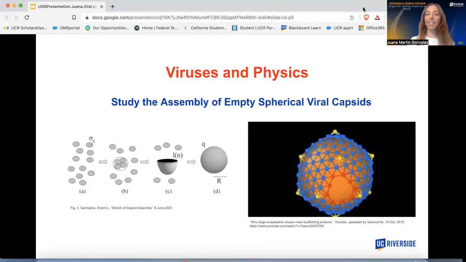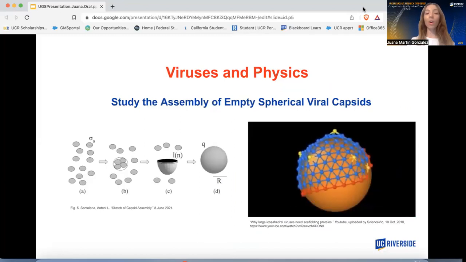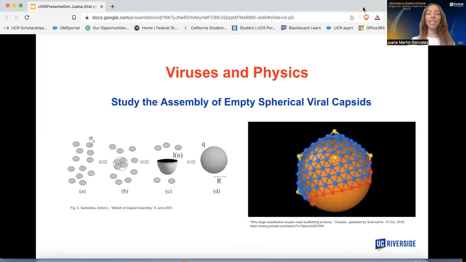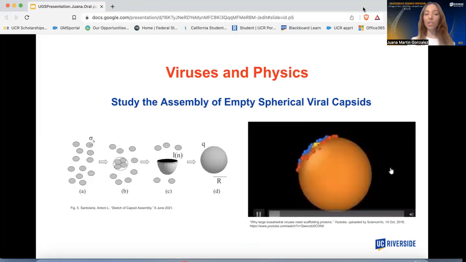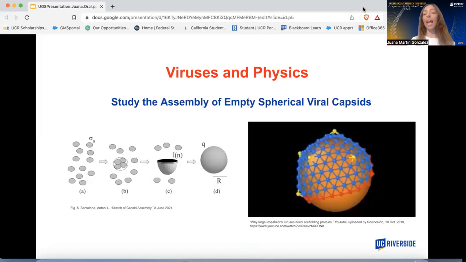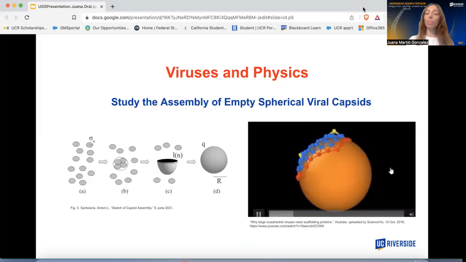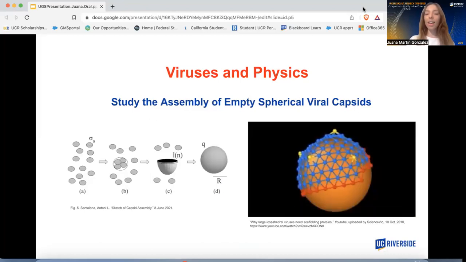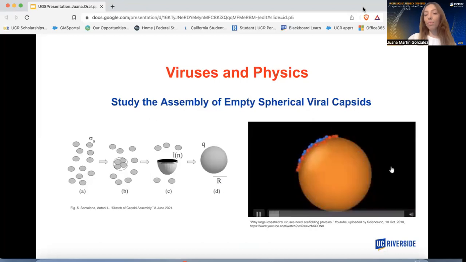So viruses and physics. To study the assembly of empty spherical viral capsids, we use something called classical nucleation theory, which takes into account how a single protein is being added at a time, forming these clusters, and eventually this partial capsid of size n. And if it overcomes an energy barrier, which originates at the rim of the partial capsid due to the missing protein-protein interactions, it forms into a fully formed capsid.